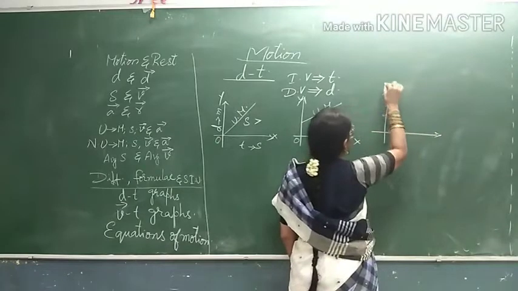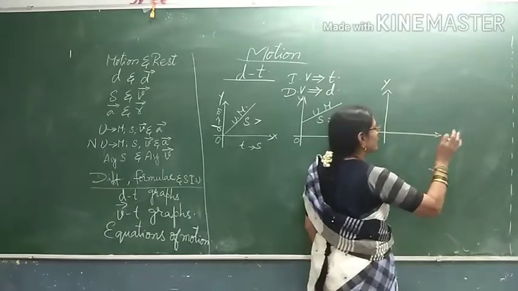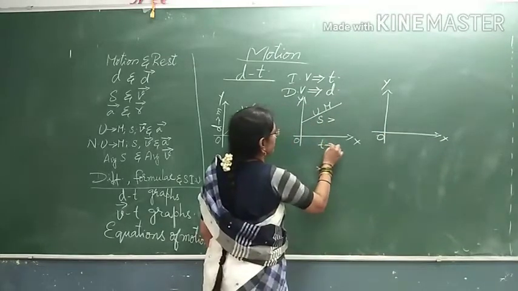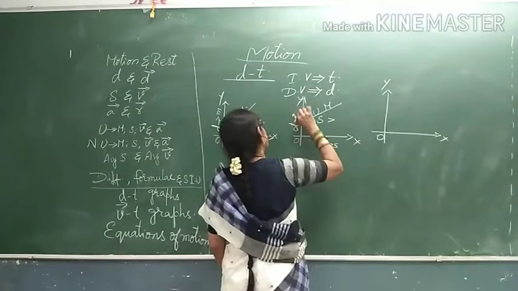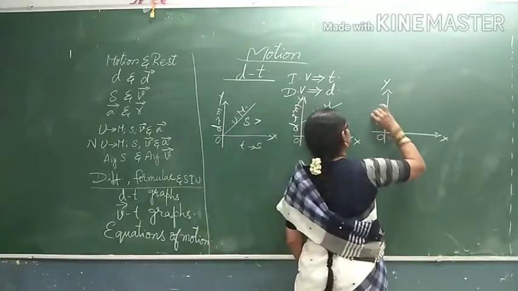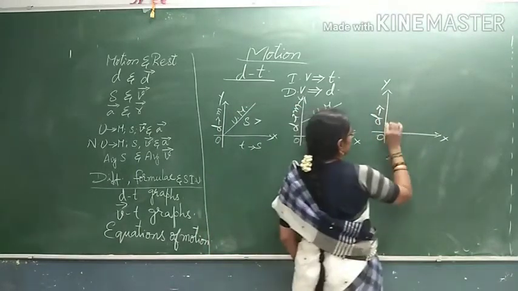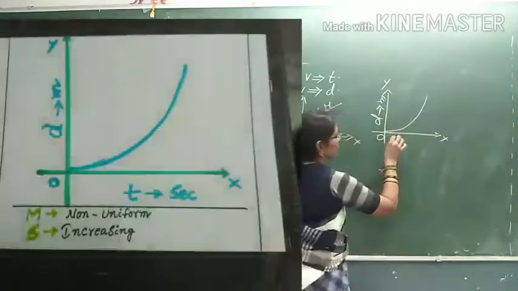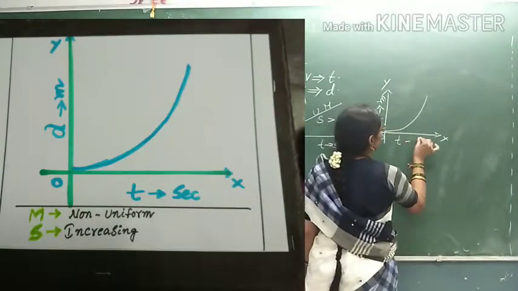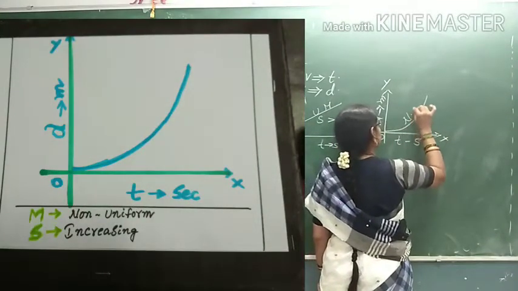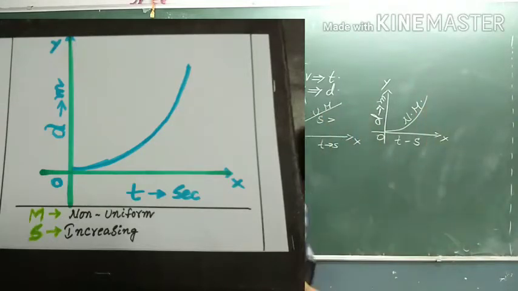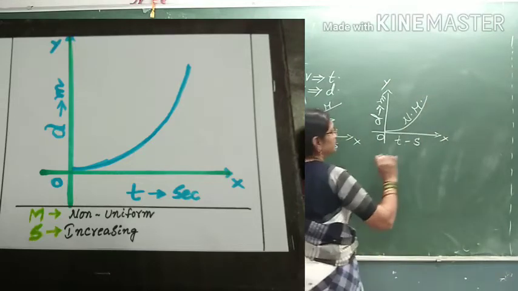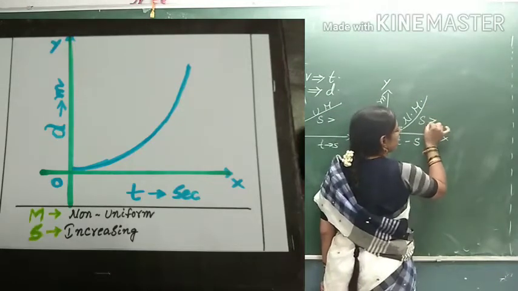Next graph. What did you observe in the next graph? This is time on the x-axis, distance on the y-axis. Now in the third graph, see, it is a curve. When you get a curve in the graph, it is called non-uniform. It describes non-uniform motion. But the curve is going up towards the y-axis, so the speed is increasing.